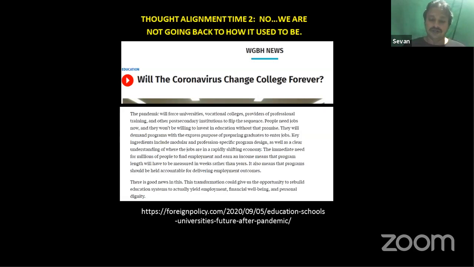Now, this is the good news. Why? The transformation could give us the opportunity to rebuild the educational system to actually yield employment, financial well-being, and personal dignity. Let's check that article out when you do get time. In essence, we'll need to reinvent. So that's the topic of the next slide.